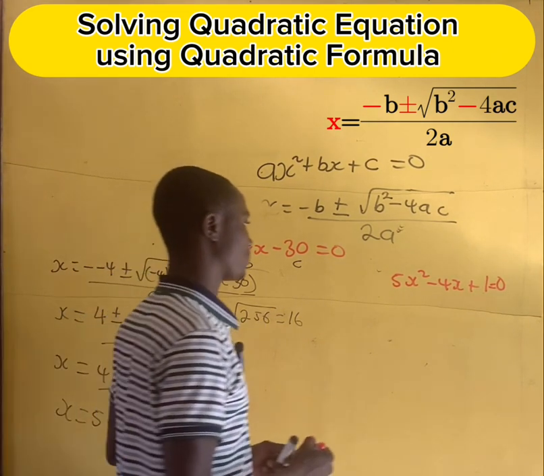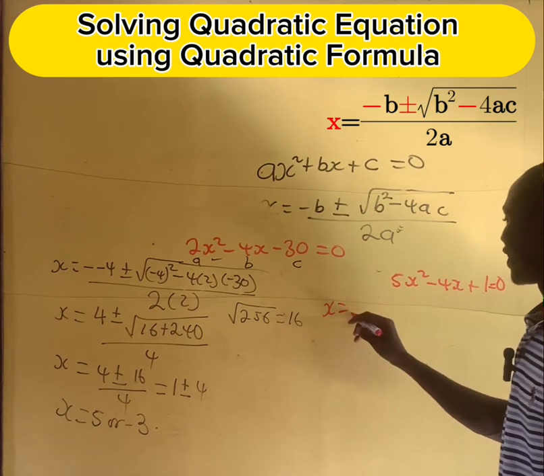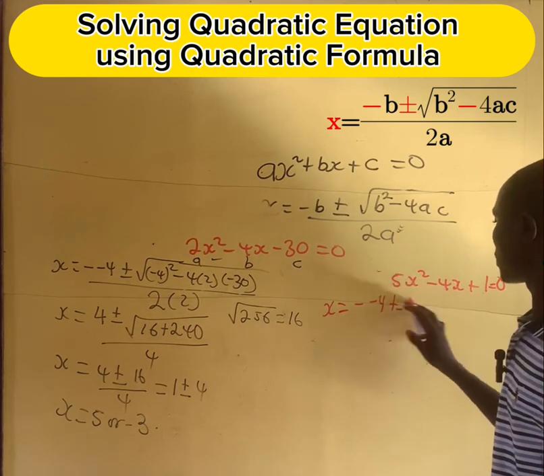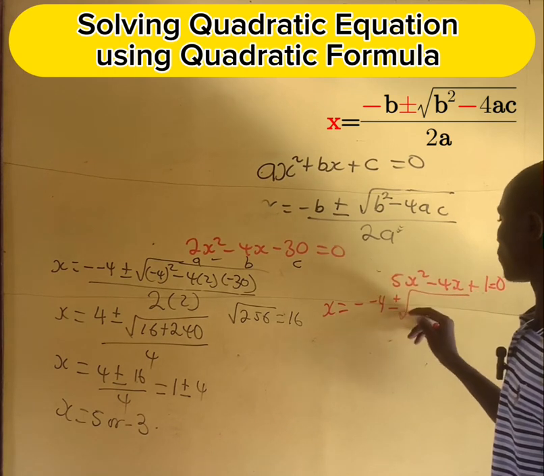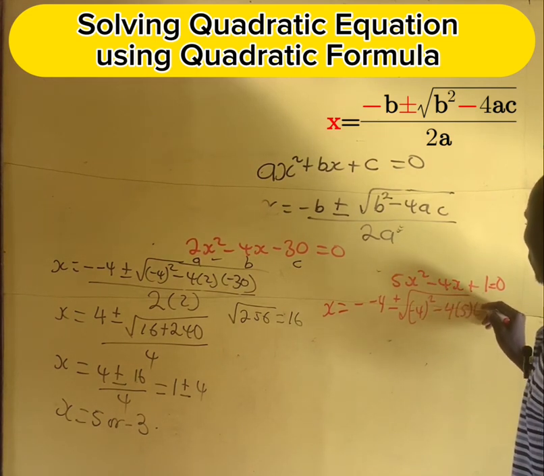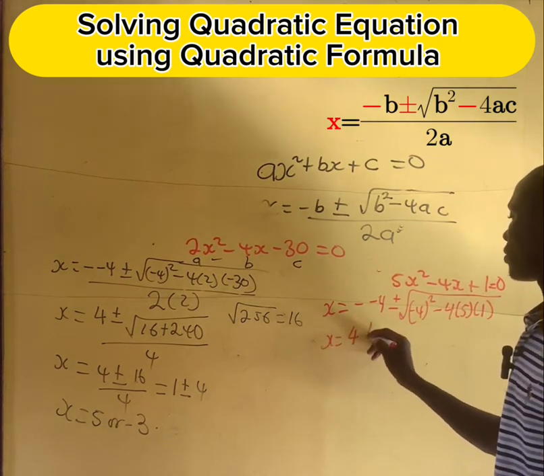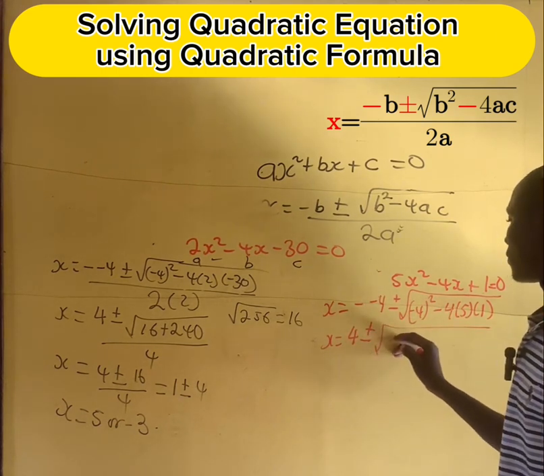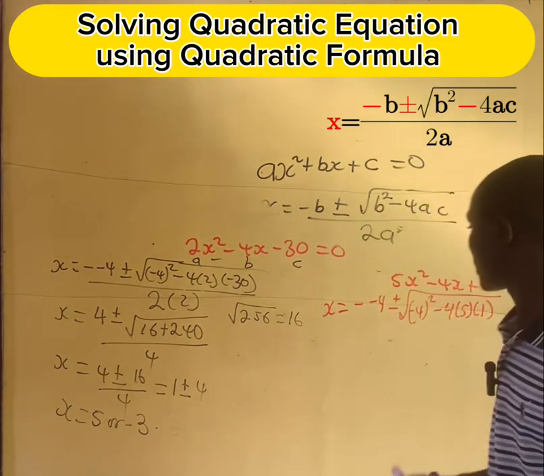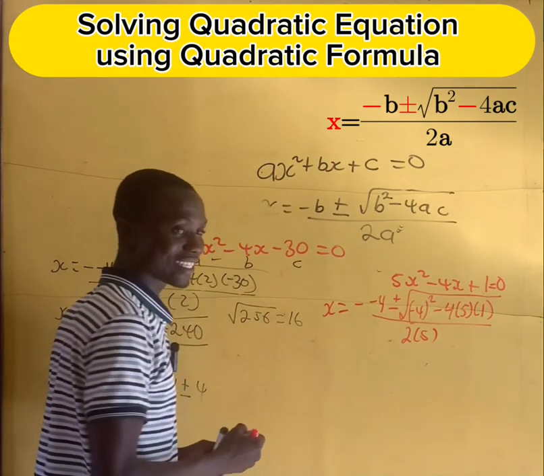Now, let us consider this one. For this one, we have x to be equal to minus minus 4 plus or minus the square root of minus 4 squared minus 4 times 5 times 1, all divided by 2 times 5. That's why I like standing on the left hand side rather.